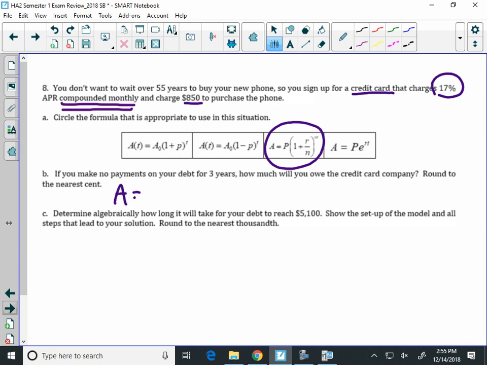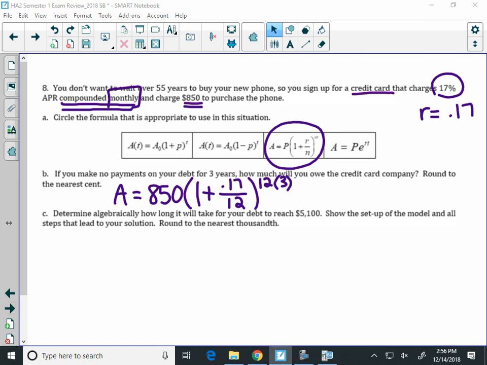Well, let's set up the equation. The P is the principal, and it says $850 times 1 plus. 17% is your rate. You have to turn that into a decimal, 0.17. The n is the number of times you compound, and it says you compound monthly, so that is 12 times per year. Your exponent is 12, the number of times, times the years, 3.